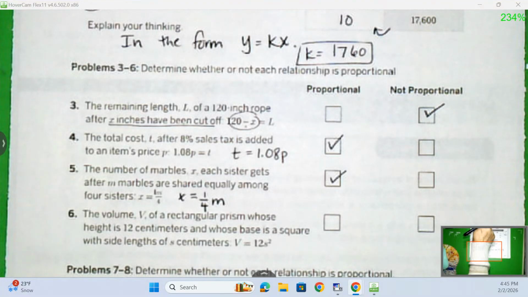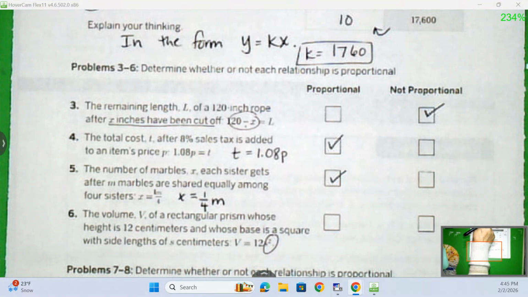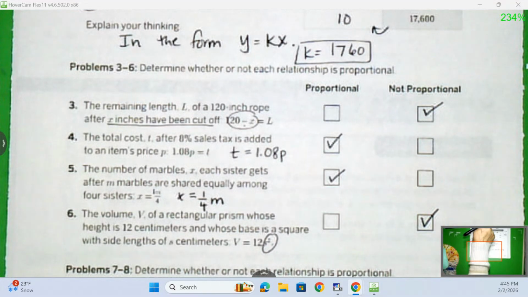And number 6, we have volume. The volume of a rectangular prism whose height is 12 inches and whose base is a square with side lengths s centimeters. V equals 12s squared. Remember, you can't have exponents greater than 1. It is not in the form y equals kx because x right here is s, which is s squared, not x by itself. So that is not proportional.